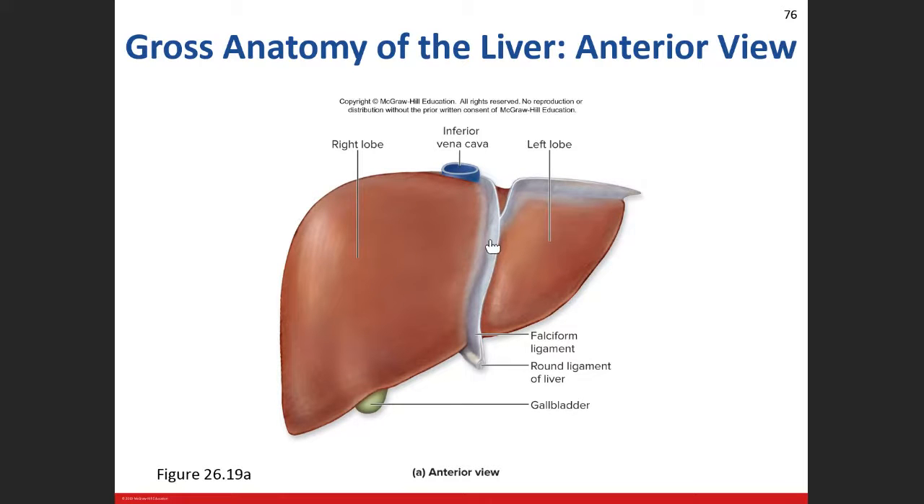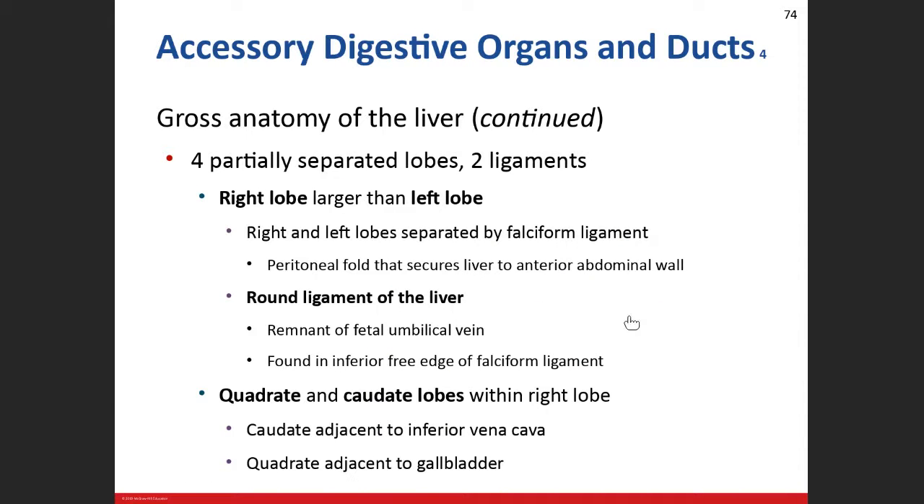The falciform ligament attaches anteriorly onto the anterior portion of the abdominal wall there. But you can see here at the bottom of the falciform ligament, at the free end of it, that's the round ligament of the liver. We don't really talk about embryology too much in this class, but when you're developing inside of mommy before you're born, the round ligament of the liver at one point was a blood vessel, and it housed the fetal umbilical vein. But once you're born, that goes away.